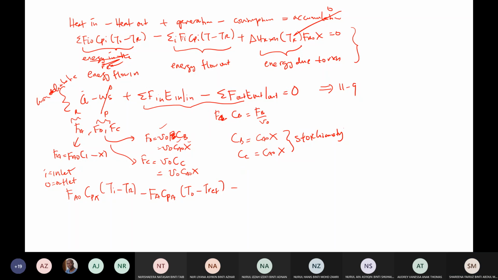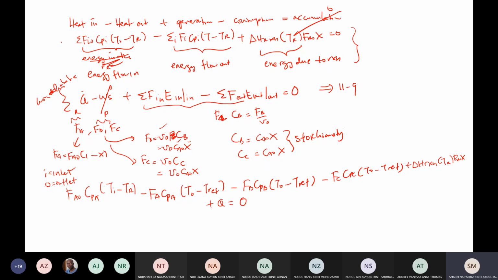Okay, break it down further. For FB, which is FB CPB times with T0 minus Tref, and then minus with FC CPC times with T0 minus Tref. Okay, so that finishes this term, and then we go to the energy due to reaction, plus the, or this one should be in minus because the value is negative, so we can put the negative given. But I didn't put delta HRX yet, so you won't be confused. TR times with the FA0 X, and don't forget plus Q. We have a Q here, which is equal to 0.